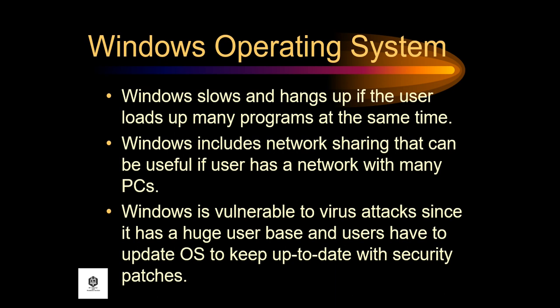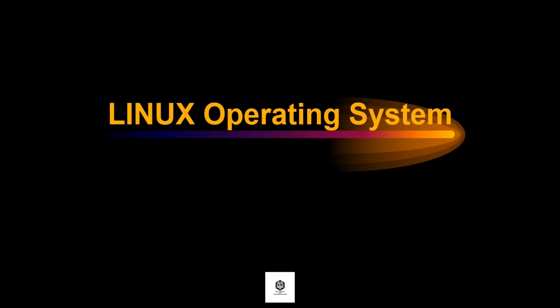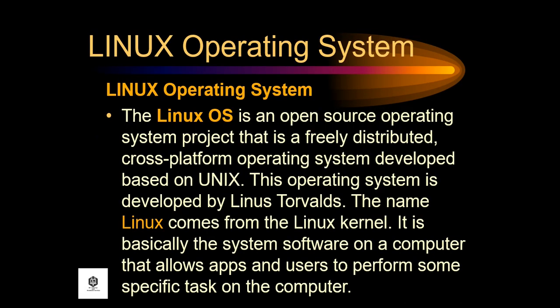Windows includes network sharing that can be useful if user has a network with many keys. Windows is vulnerable to virus attacks since it has a huge user base and users have to update OS to keep up-to-date security patches. Next example is the Linux operating system.